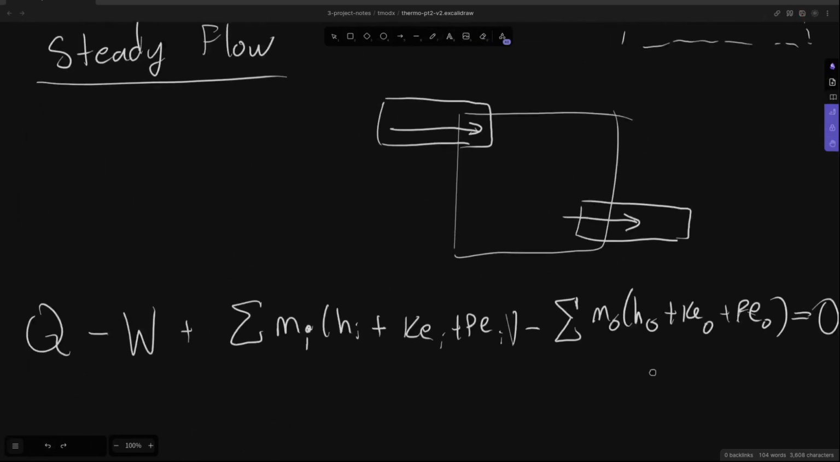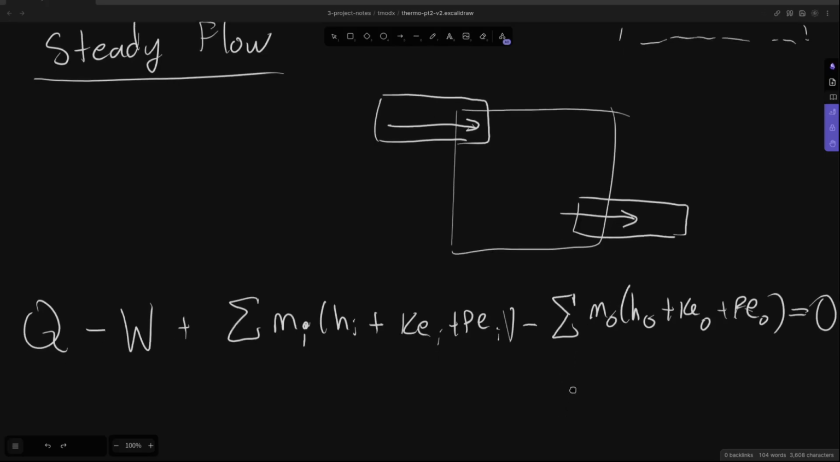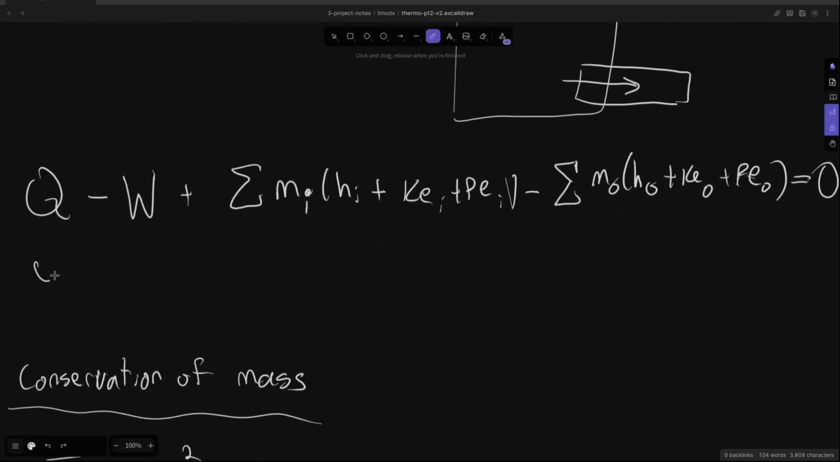It's like I said up here. If you're putting more in than you're taking out, eventually it's going to fill up, right? So we're assuming that basically our m in and our m out have to equal each other. And this means that we can simplify this as Q minus W plus just the mass that's flowing both in and out times h in minus out plus ke in minus ke out plus pe in minus pe out. But I'm going to simplify this as our delta h plus delta ke plus delta pe has to equal 0.